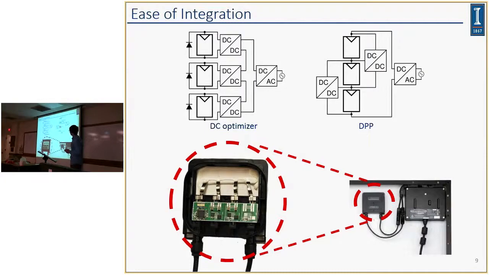And another point is that DPP is relatively easy to integrate into the existing PV module design, because to insert DC optimizer, you have to break the internal connection of a PV module and put the DC optimizer in, which requires a lot of work actually. But for DPP converter, you can simply attach them in parallel, which is shown here. So you don't really need to alter any existing panel or microinverter design.